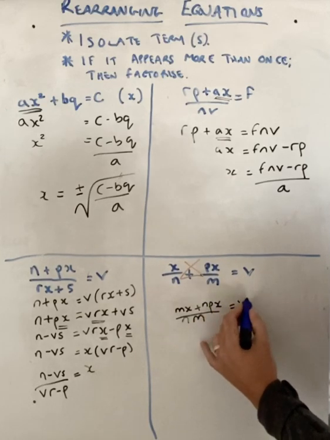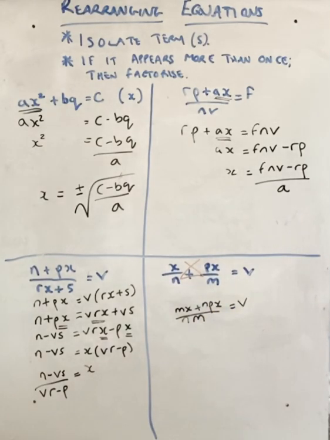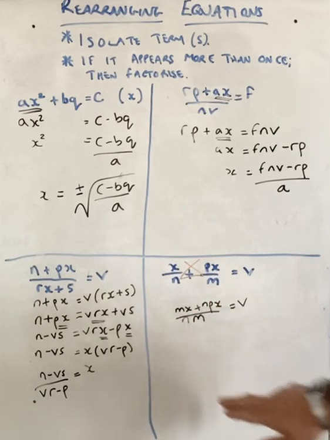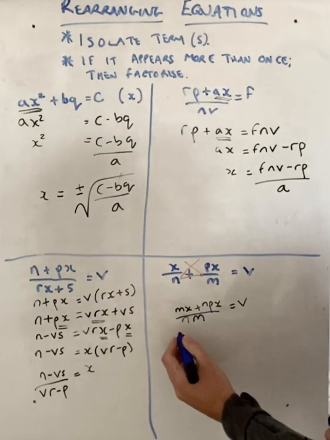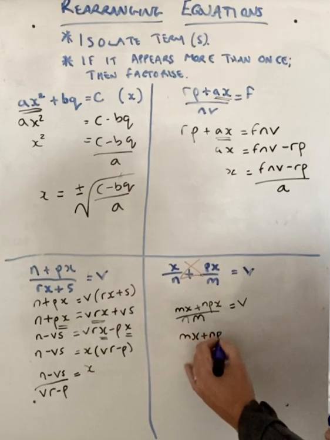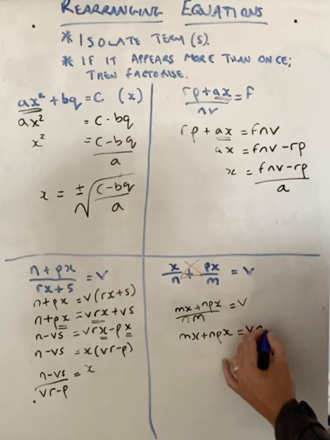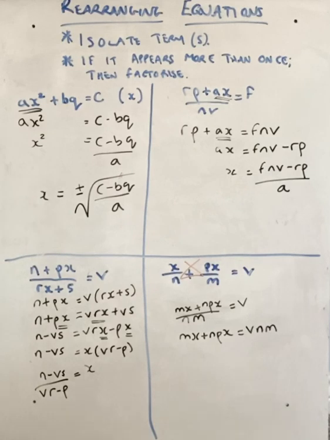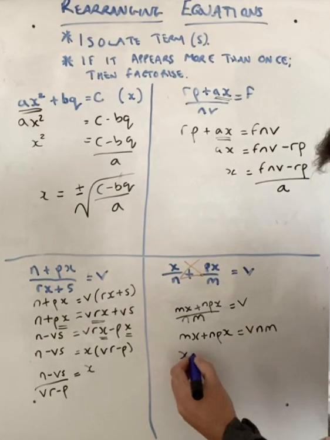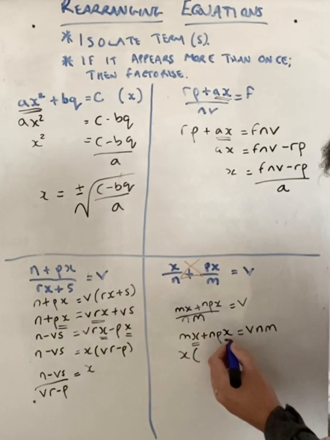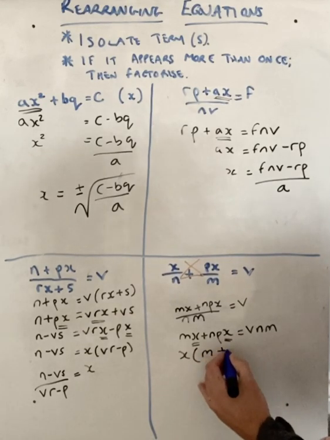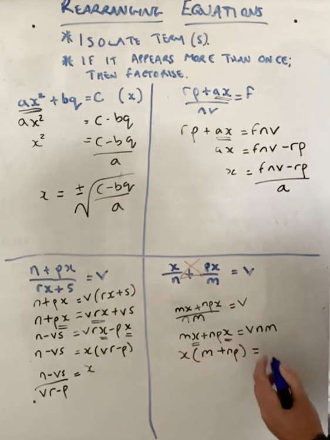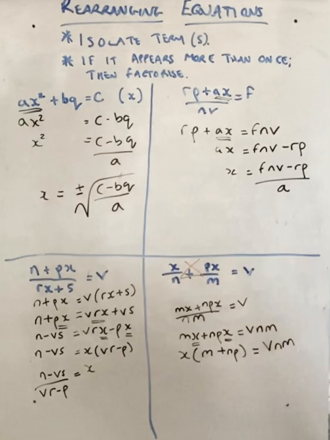And again, the order isn't too important. And what we can do now is we've got two separate terms involving x, which we'll worry about in a minute. But let's get rid of this divide by nm. So we're going to escalate that across. So mx plus npx equals vnm. And then I'm going to take out a factor of x on the left hand side because it's got common factors. So x(m plus np), and that's equal to vnm. And again, the order doesn't matter too much on the right hand side.